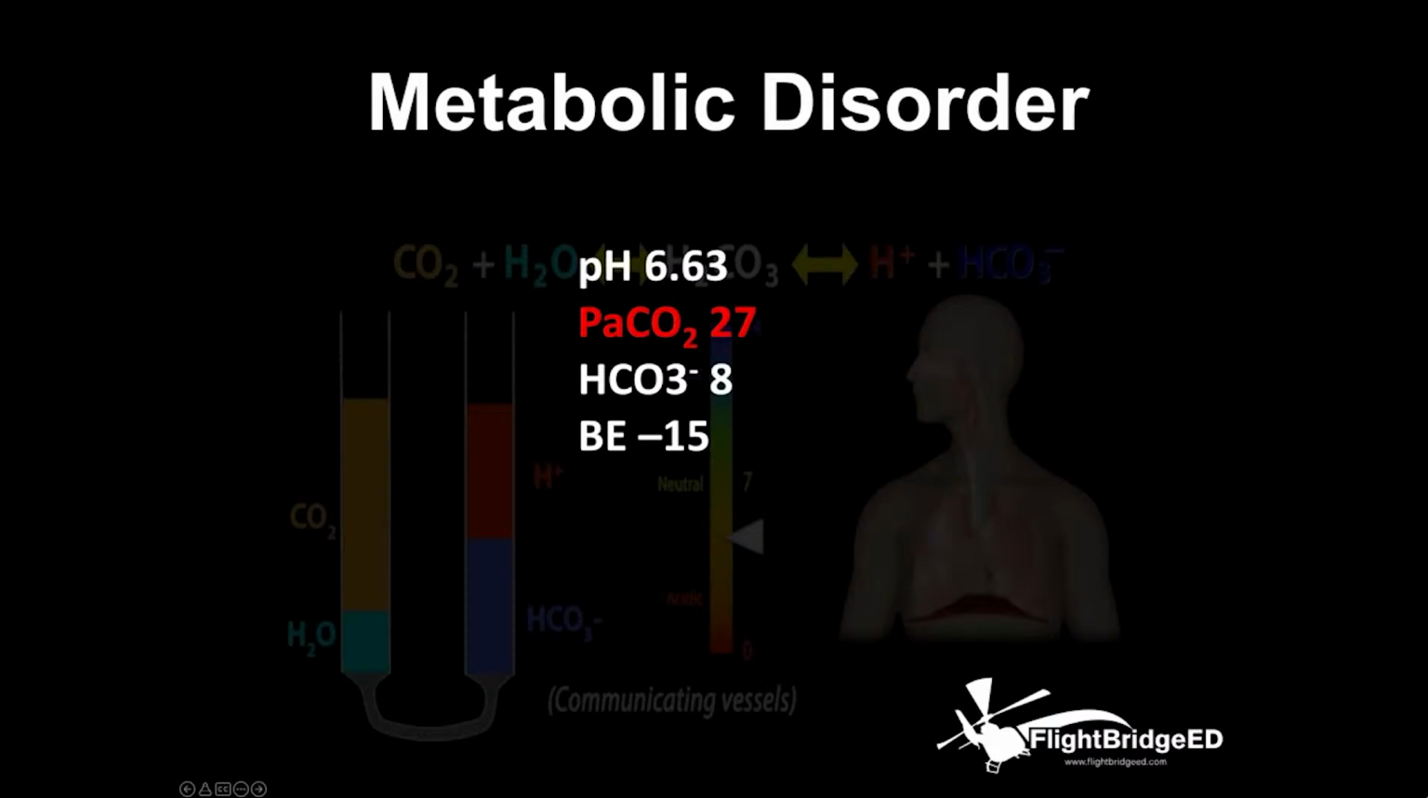Now let's break down this disorder. As we started out, we have a pH of 6.63. We're going to teach this based on the first, middle, last name methodology. Our first name is very simple.